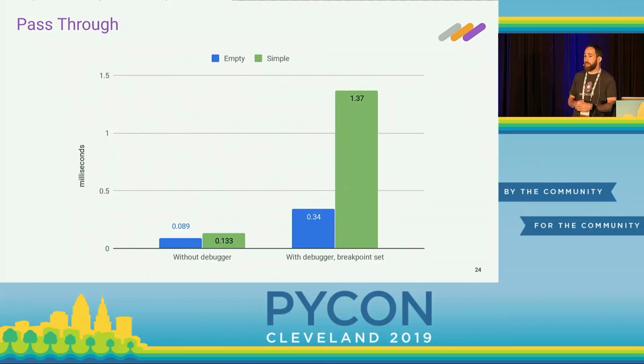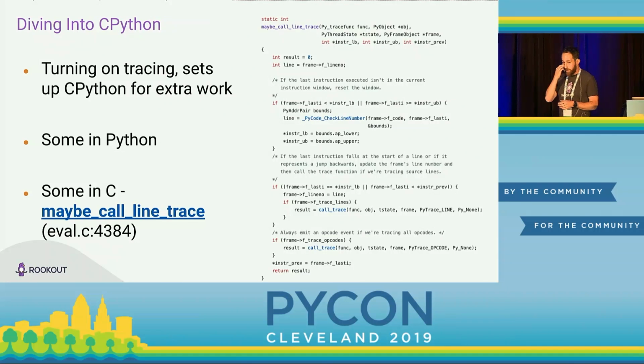I decided to take a step back and take another look at the CPython source code to understand what's going on behind the scenes. I'm not going to belabor you with everything I've learned. I'm just going to show you some of the top insights. So turning on tracing sets up CPython for extra work. Some of that extra work happens in Python, since for every instruction that's about to be executed, we'll be running additional Python code. And this is where most of our optimizations have been focused on. This is what we can change.